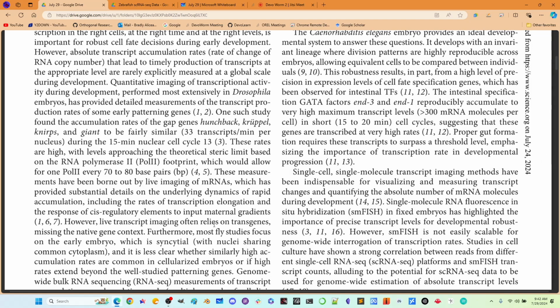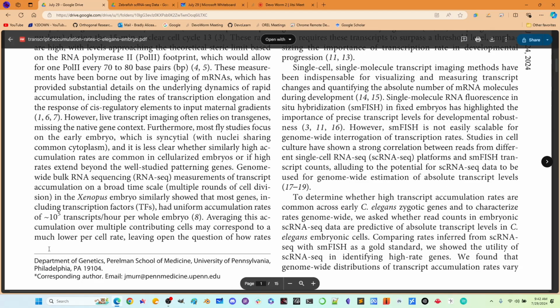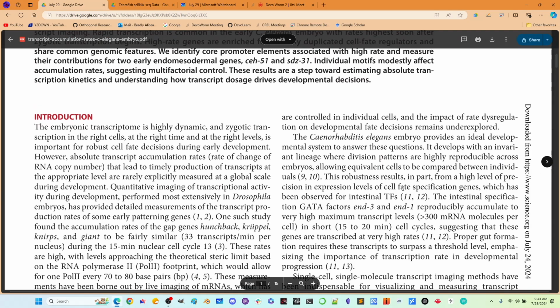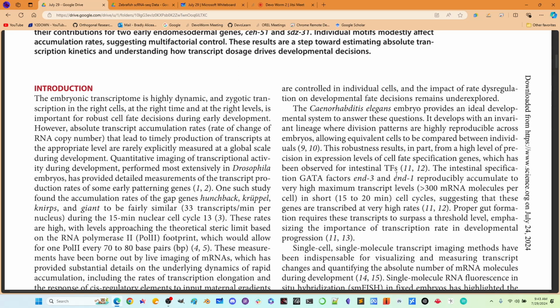And so this is something that we've gotten from live imaging of mRNAs, but there are some limitations to that approach, and so that sets up their approach using next-gen sequencing. And so they picked the C. elegans embryo because it provides an ideal developmental system to answer these questions. It develops with an invariant lineage where division patterns are highly reproducible across embryos, allowing equivalent cells to be compared between individuals.